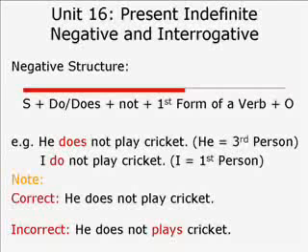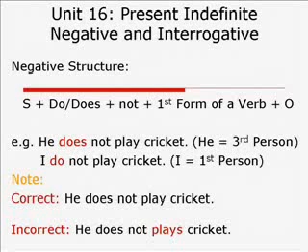You can see that he is a third person singular, and then I do not play cricket, I is first person singular. One more thing to remember is not to add s or es in case of third person singular with first form of verb in negative sentences.